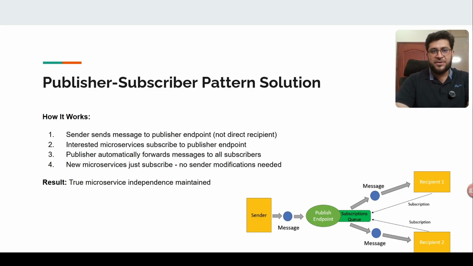Okay, you can see here in the diagram, the sender sends a message to the publisher endpoint. There is no direct communication with the recipient, and interested microservices, like recipient one, subscribe to that publisher endpoint, and the publisher automatically forwards the message to all the subscribers. And what will the new statistics microservice do? It will just subscribe to that endpoint to receive the messages. So in this pattern, we can keep the microservices independent. So each module will be independent.